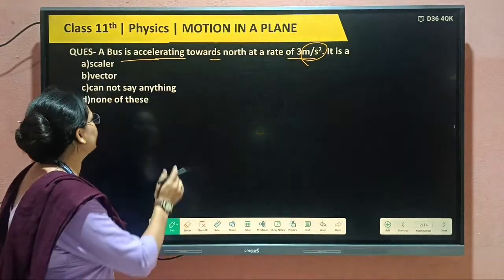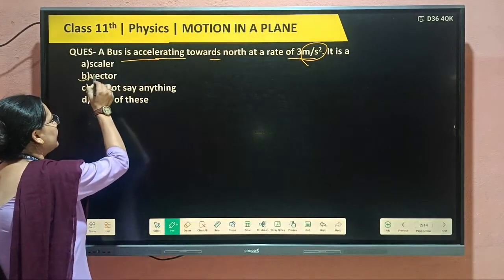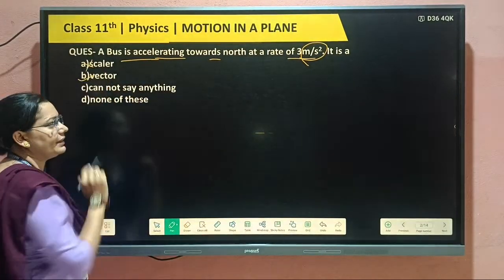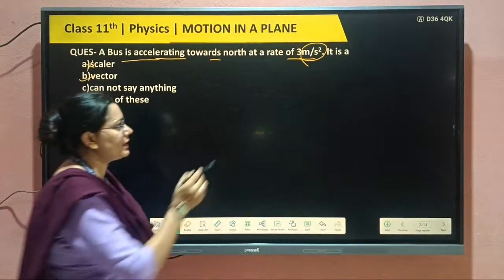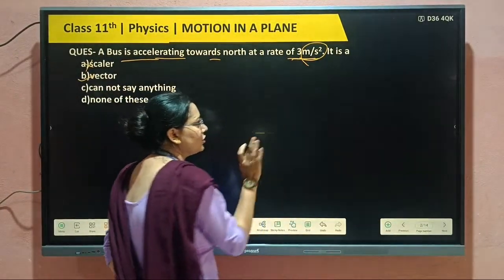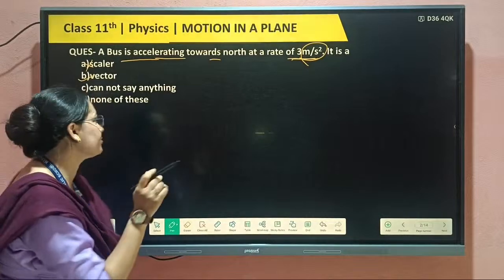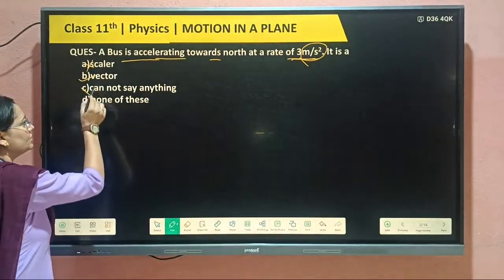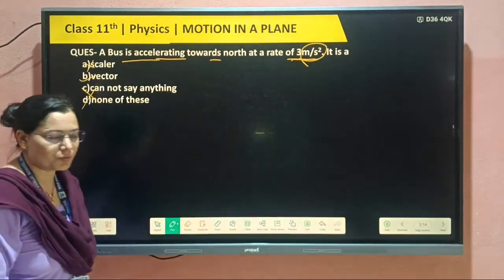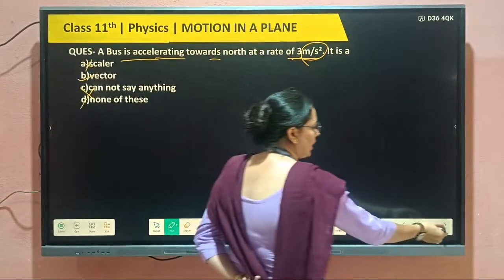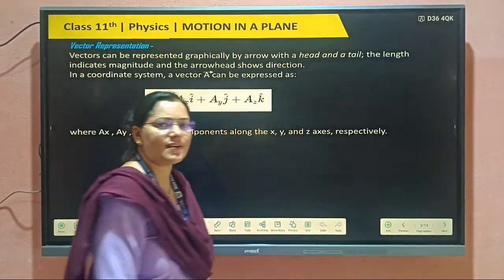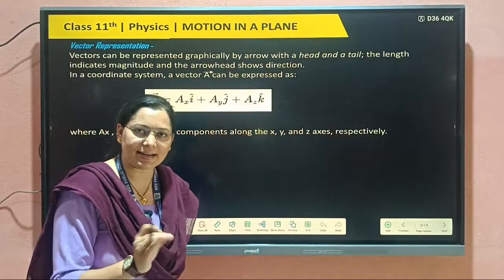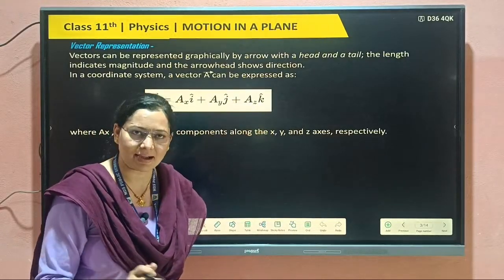So with the direction we can say it will be our vector quantity, not only defining their magnitude only. यहाँ पे सिर्फ 3 मीटर पर सेकंड मैग्नीट्यूड नहीं, यहाँ पे क्या है, डायरेक्शन भी. That's why we will call it vector quantity. This C and D will be wrong options. Okay, understood now what is the meaning of the vector? Vector means which defines the direction with the magnitude also.